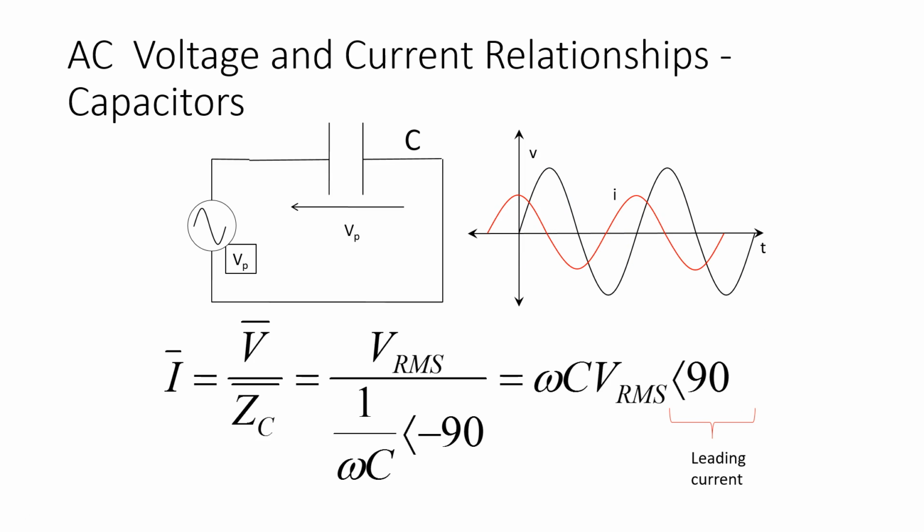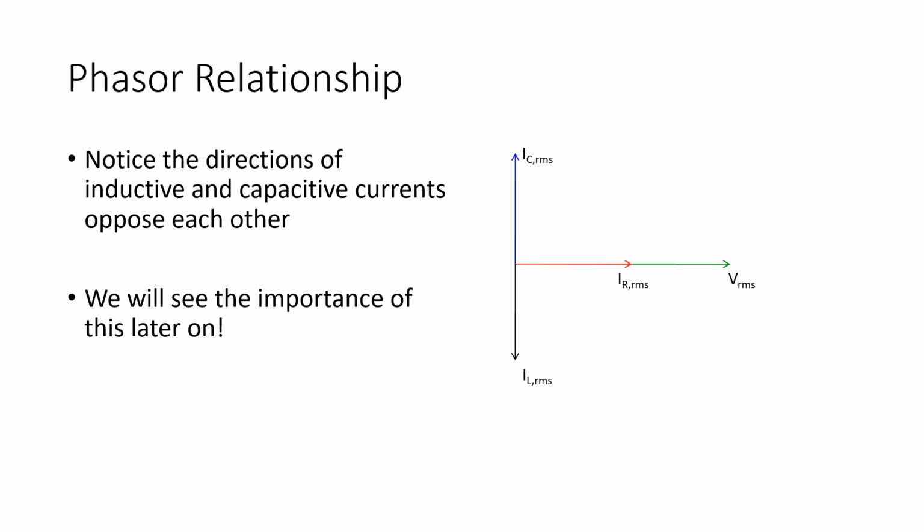And for the capacitor, you'll see that the opposite happens. So for the capacitor, I have an angle of minus 90. So when I divide these, I end up with a positive 90, which means that the current leads the voltage by 90 degrees. And this is just simply the opposite phase shift as lag. So here, the current, when it gets to this point, 90 degrees later, the voltage gets to that point. If we notice the directions of the inductive and capacitive currents, these oppose each other.